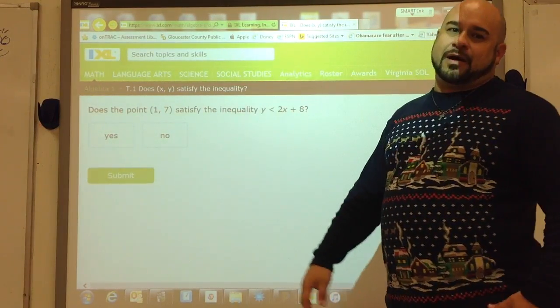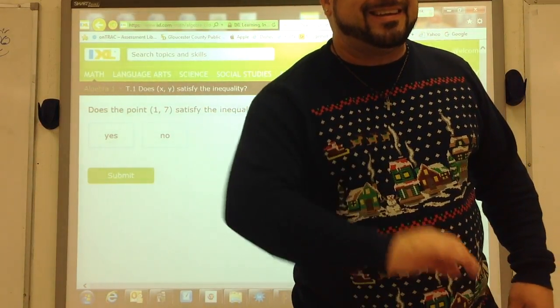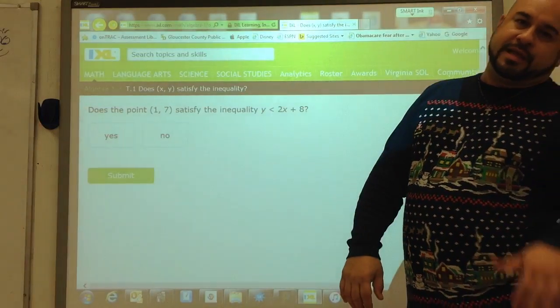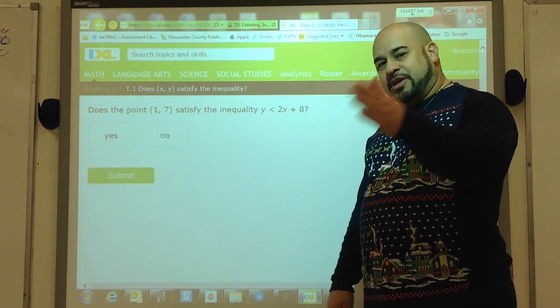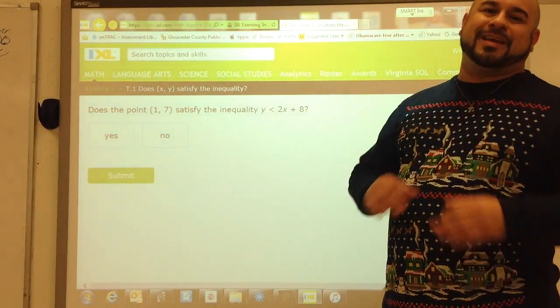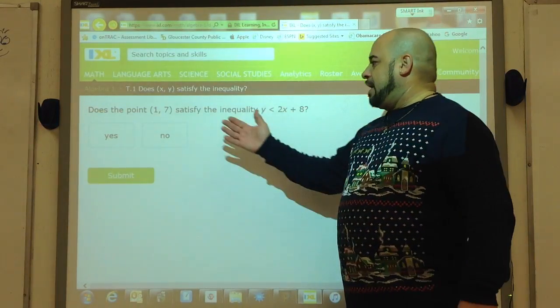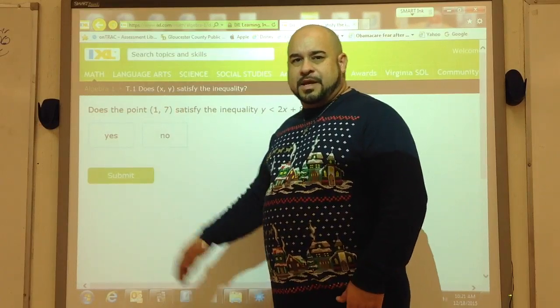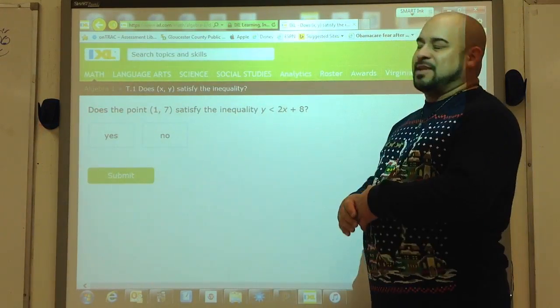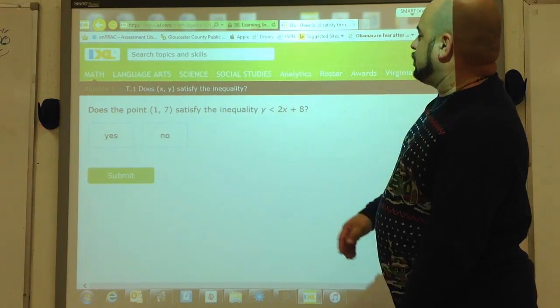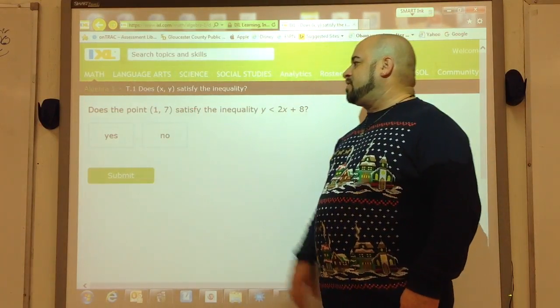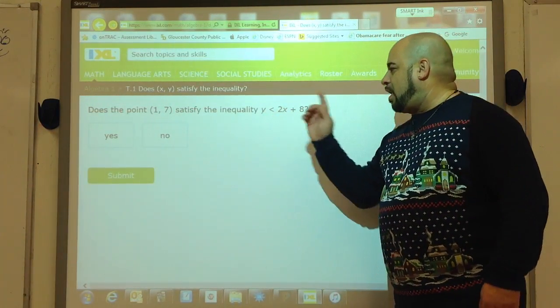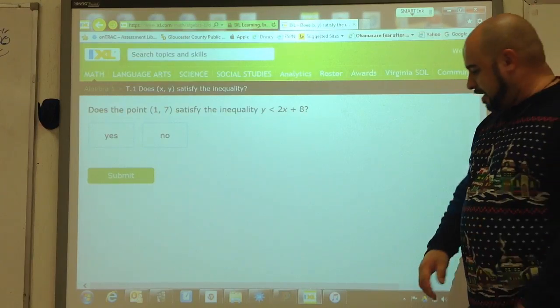Today we're going to talk about solutions for inequalities. Lately we've been talking about systems of equations. Now we're going to move on to inequalities. We're going to start off with something easy. This is T.1 and it's asking, does x and y satisfy the inequality? So, does the point (1, 7) satisfy the inequality y is less than 2x plus 8?